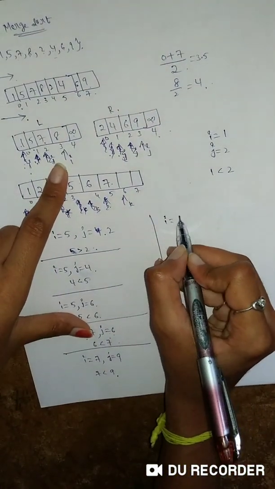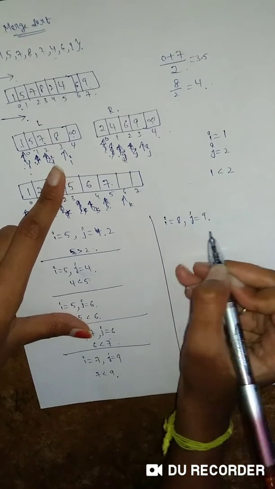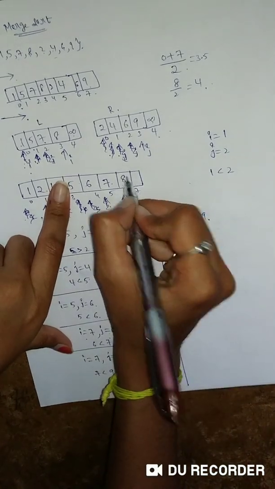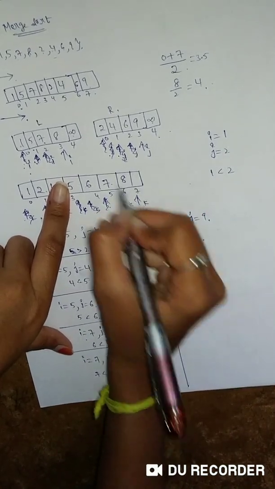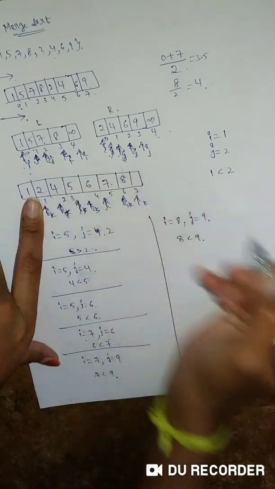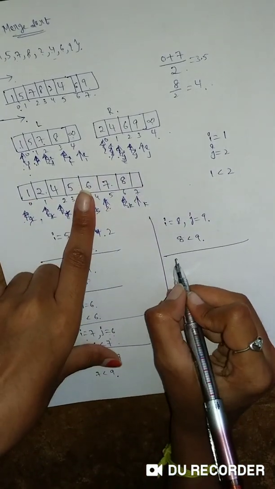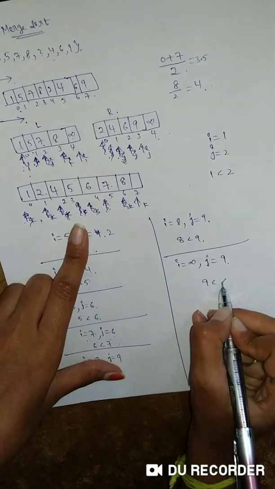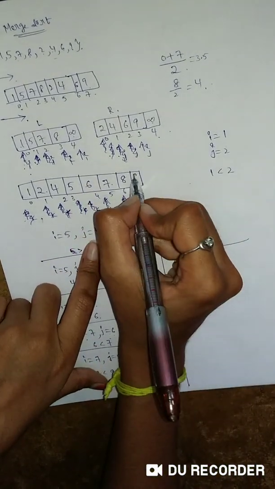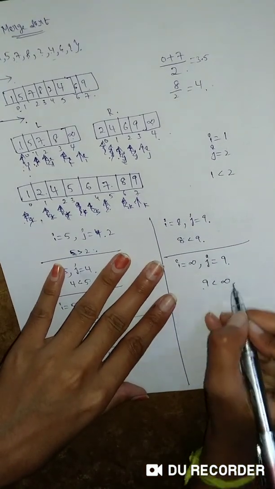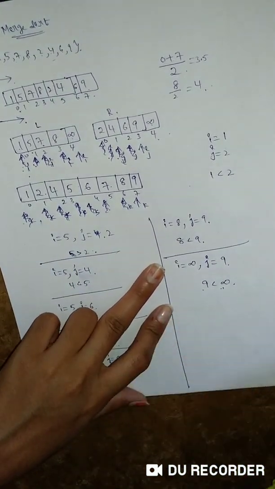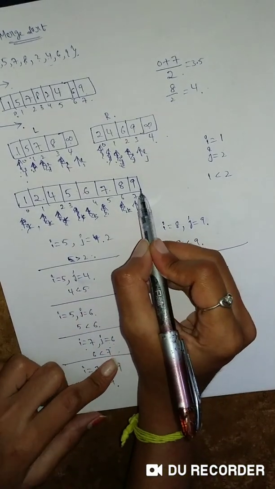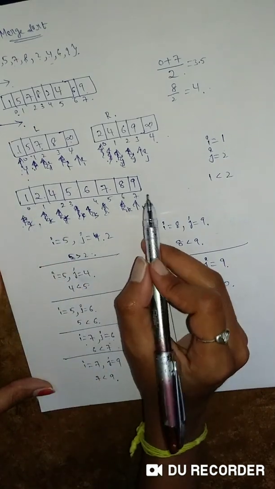Next, now I equal to 8, J equal to 9. 8 is less than 9, so we'll store 8 here. Increment K, increment I. Now I is equal to infinity, J equal to 9. 9 is less than infinity, so we will take 9 here. Now you got to know why we are taking this infinity, because infinity is more than this 9. So while comparing, we can take the elements in sorted order. In this way we can do merge sort.